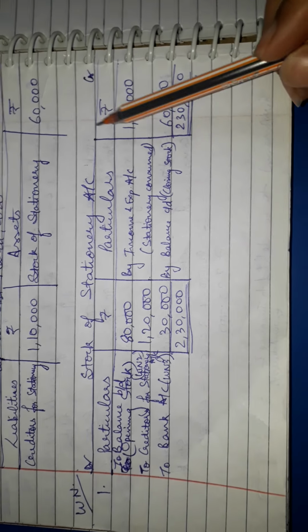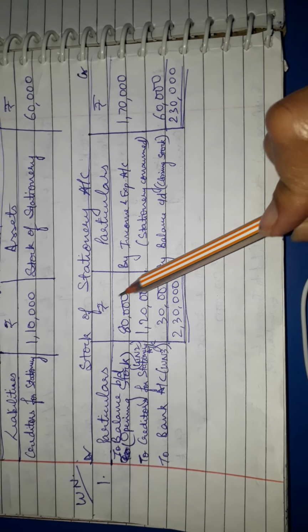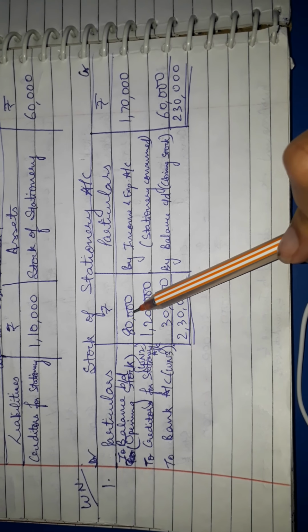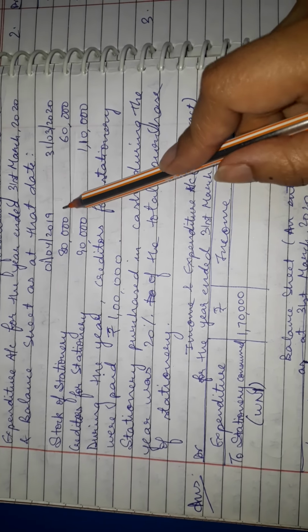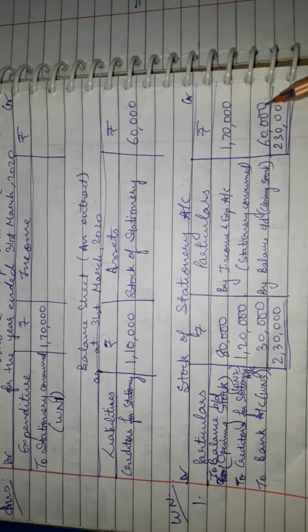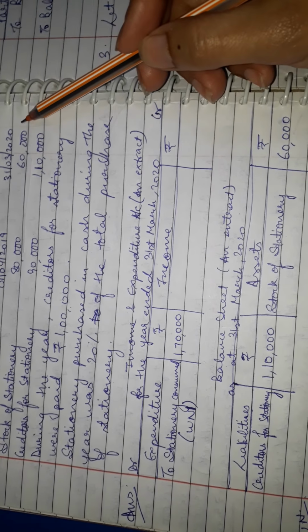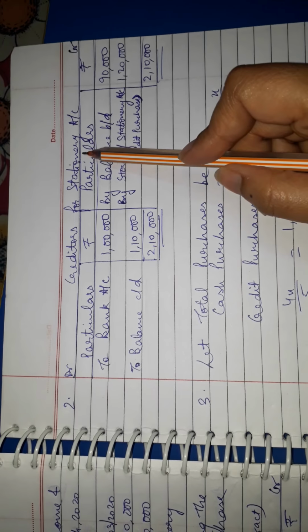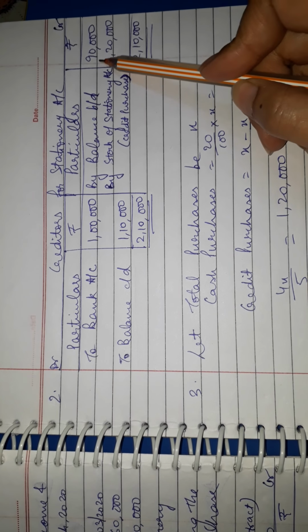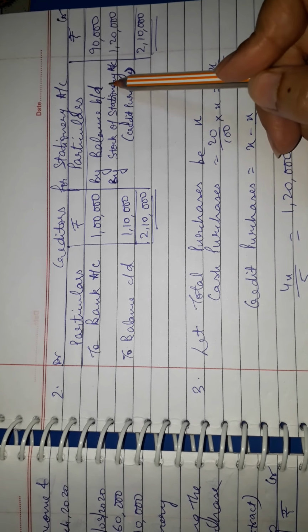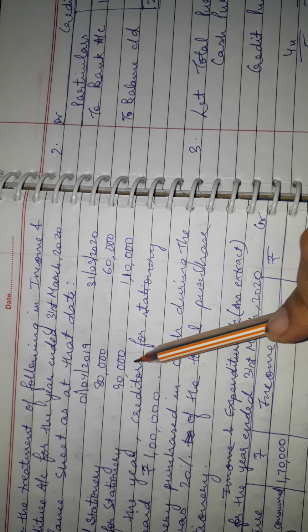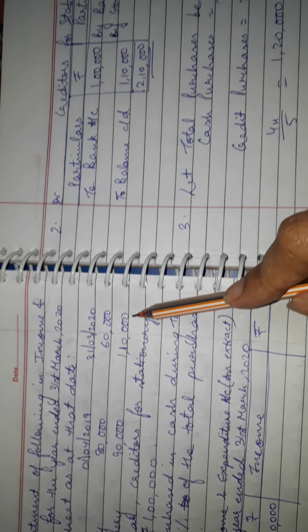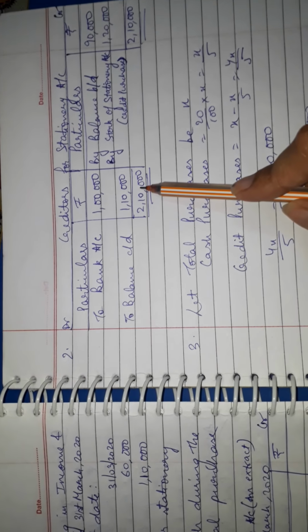Now stock of stationery, it being an asset account, will have a debit balance. So we will write to balance brought down, which will be opening stock, 80,000 rupees as given in the question. Then the balance carried down will be 60,000, again as given in the question. Alright. Now let's forward the balances of creditors for stationery also in the accounts. Creditors for stationery, it being a liability, will have a credit balance as opening balance. So by balance brought down 90,000 as given in the question. Then closing balance would be 1,10,000, to balance carried down 1,10,000.